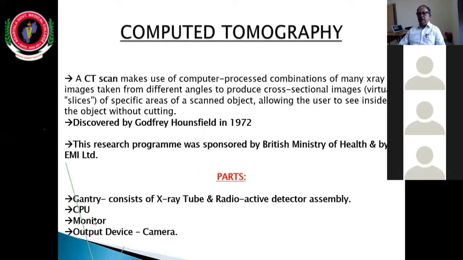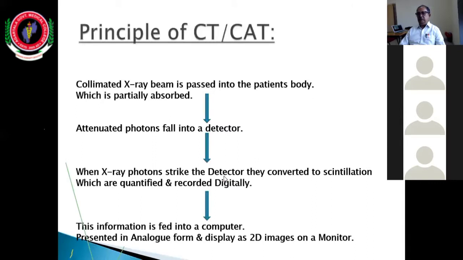And number two, CPU, computer processing unit. Number three, monitor and output device, that means the camera. Now, what is the basic principle of CT scan?